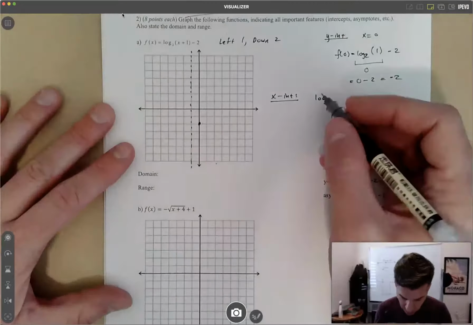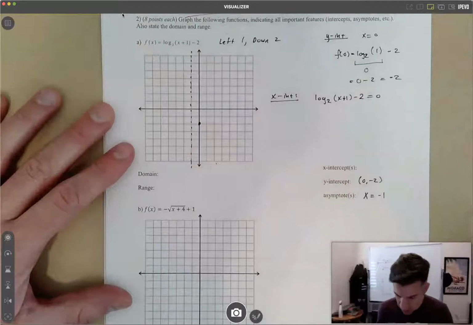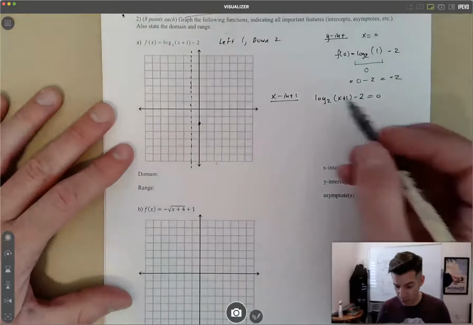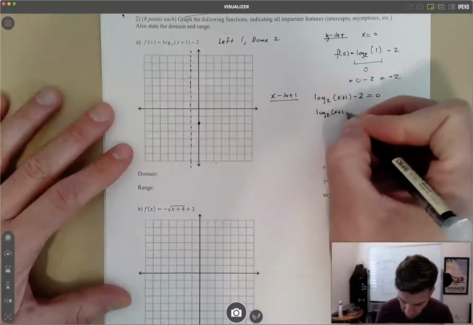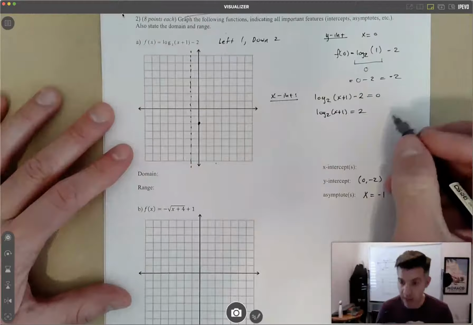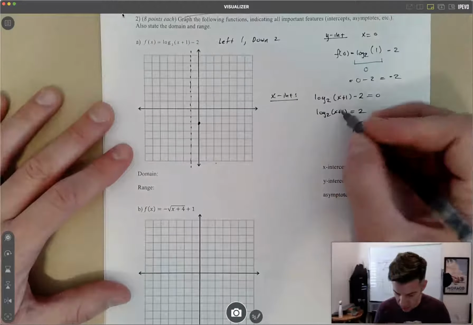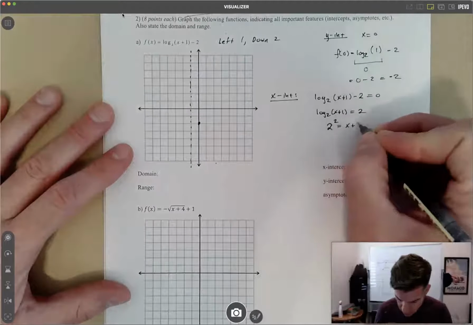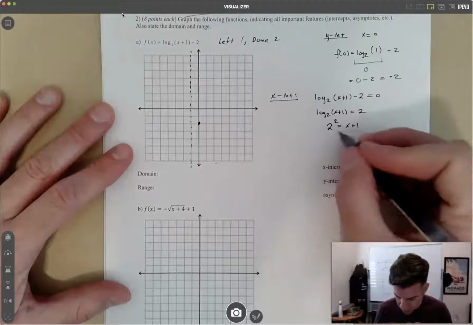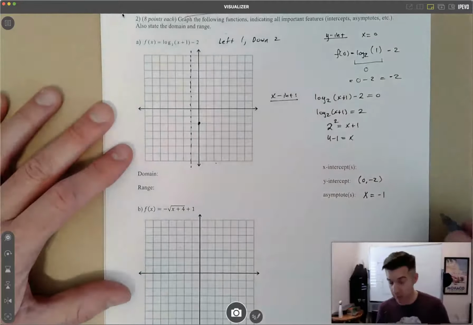So I'm going to set log base 2 of x plus 1, minus 2, equal to 0. When you're solving something like this, the first thing you want to do is isolate the logarithm. So log base 2 of x plus 1 equals positive 2, and then rewrite it as an exponential. We have 2 to the second power equals x plus 1. That's 4, and 4 minus 1 equals x. So the x-intercept is going to be 3.